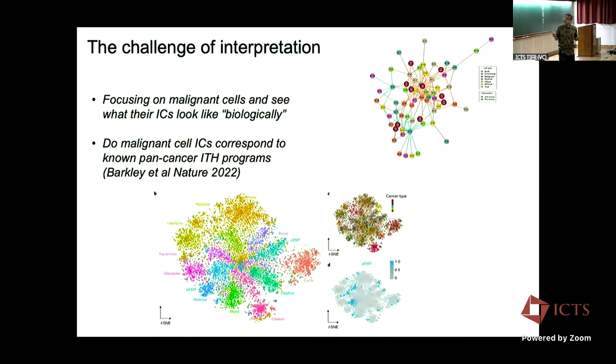Now the issue is the challenge of interpretation. We have all these beautiful ideas. We can implement it. We can come up with 160 interactions. What does it mean, really, right? That's the bottom line. And that's what we struggle with. And that's where the meat of our biological thinking comes in. So how do we go about interpreting? Focusing on malignant cells and see what their ICs look like biologically. Do malignant cell ICs correspond to known pan-cancer inter-tumor heterogeneity programs that have been published before?